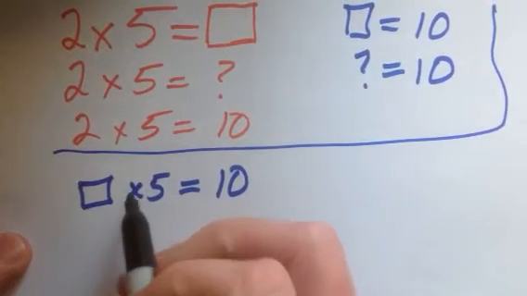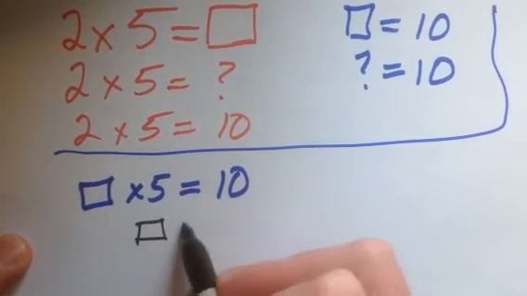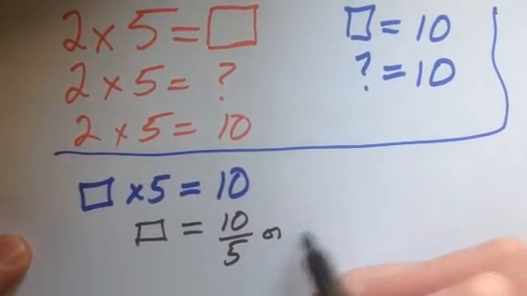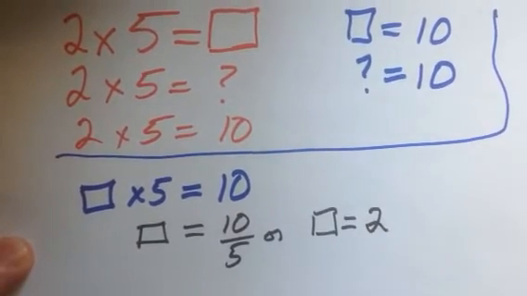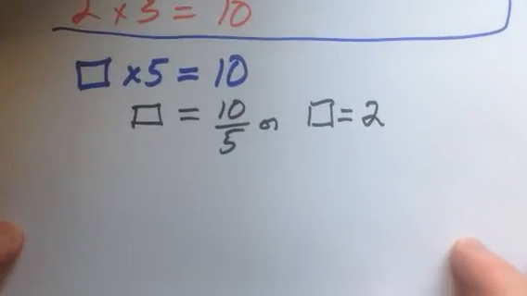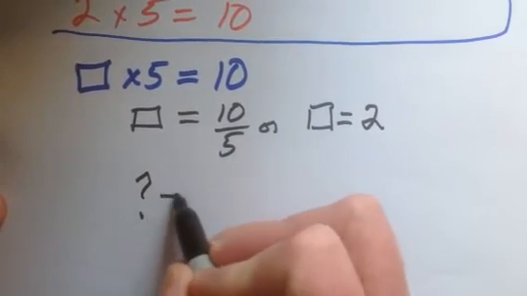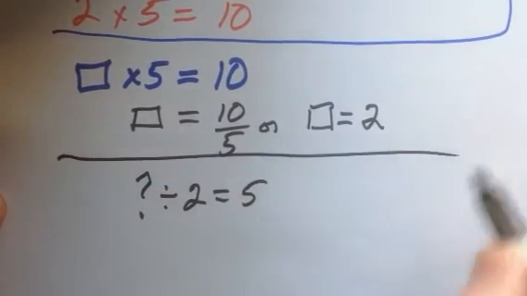We know that we would divide both sides by 5, right? And we'd have the box is equal to 10 divided by 5, or the box equals 2. And again, you could just do that with the question mark: question mark divided by 2 equals 5. Let's say that's a new problem, okay?